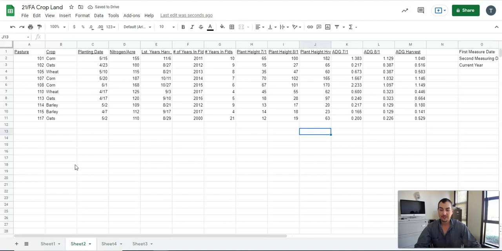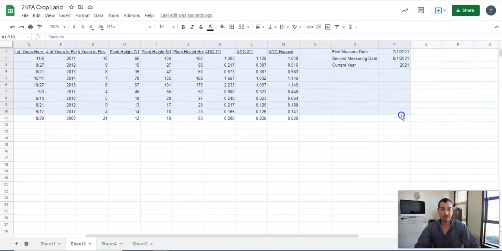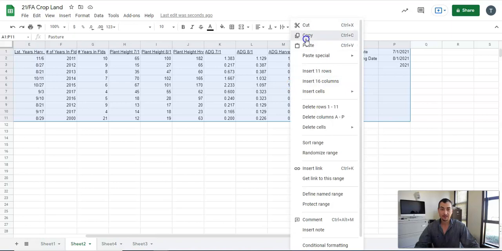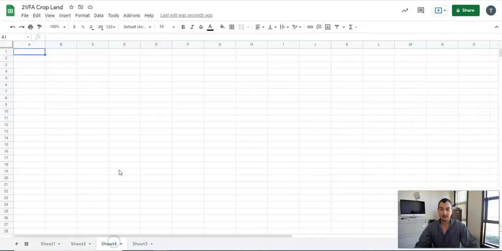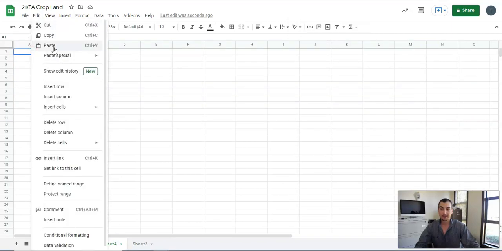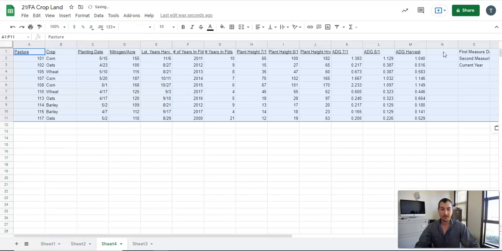So I'm going to go back to sheet 2. And I'm going to copy all of our information, and I'm going to even copy our constants. It's important to make sure we even copy our constants in this. And I'm going to right-click and copy. I'm going to go into sheet 4. I'm going to right-click and paste. And we've got all of our information.